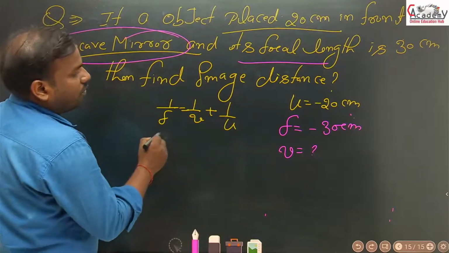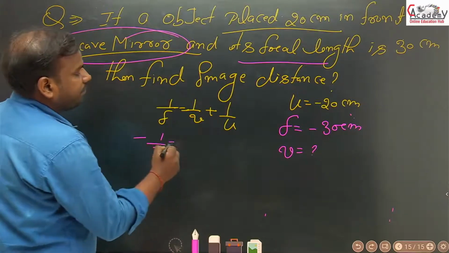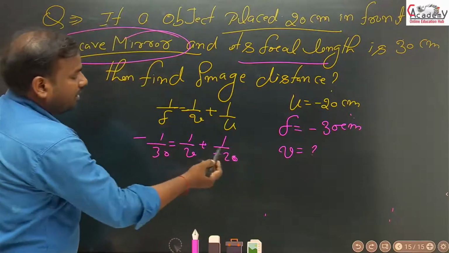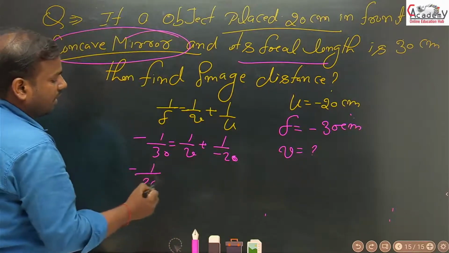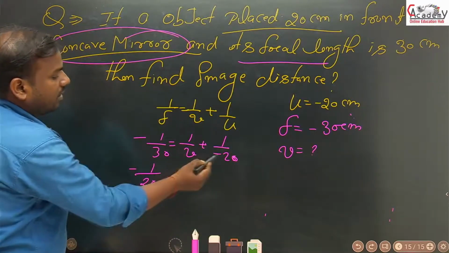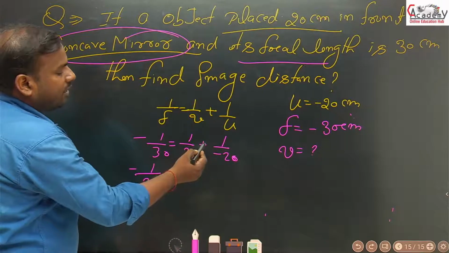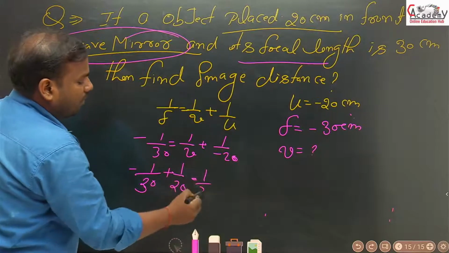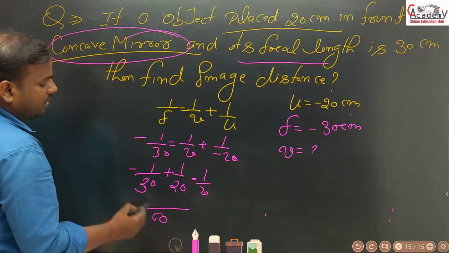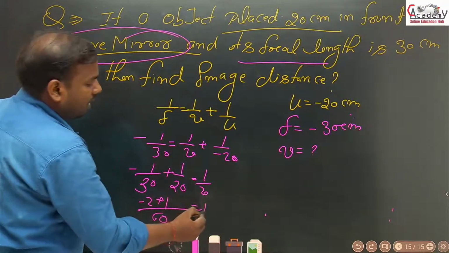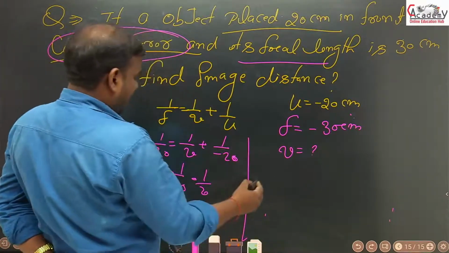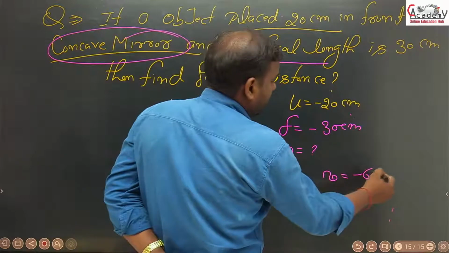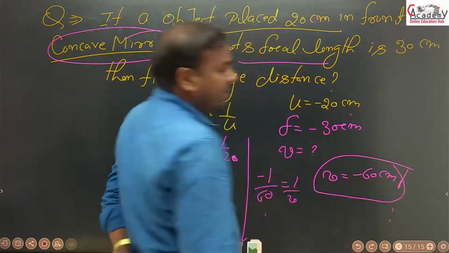So we put the values: minus 1 upon 30 is equal to 1 upon v plus 1 upon minus 20. Arranging the values, 1 upon 20 is equal to 1 upon v plus 1 upon 30 with signs adjusted. The LCM is 60, minus 2 plus 3, and we get 1 upon v equal to minus 1 upon 60. What is the value of v? Minus 60 centimeter. The image distance is minus 60 centimeter.